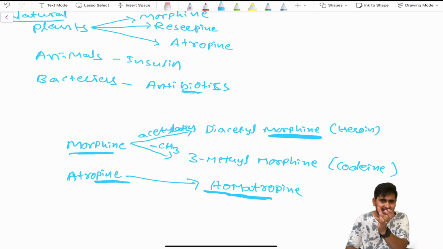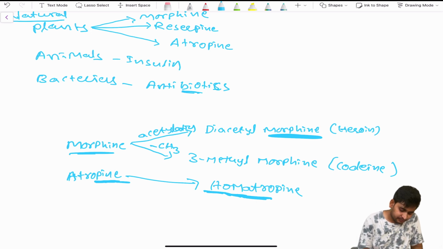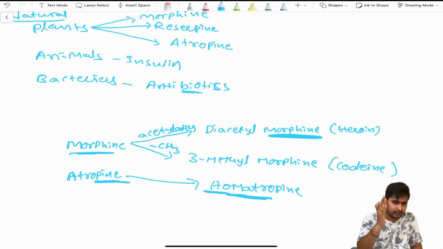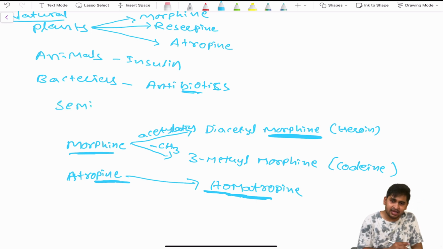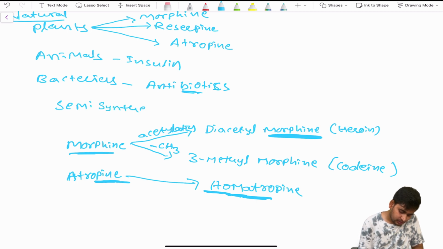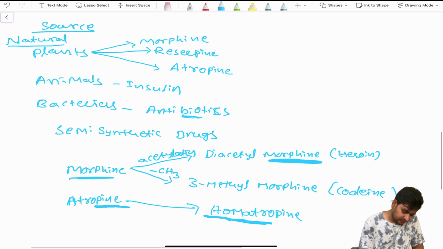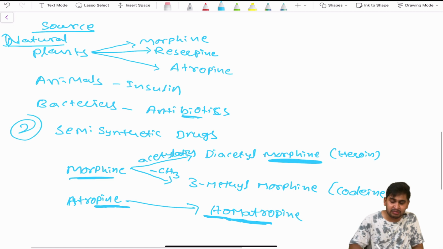I'm changing it slightly. Slightly changing the structure of natural substances is called semi. We are changing half of the molecular structure, so that is why it is called semi. And we are synthesizing in the lab, attaching molecules to the morphine. So these are called semi-synthetic drugs. Natural is the first one, and the second one is semi-synthetic drugs.